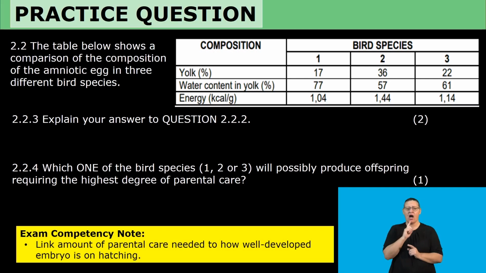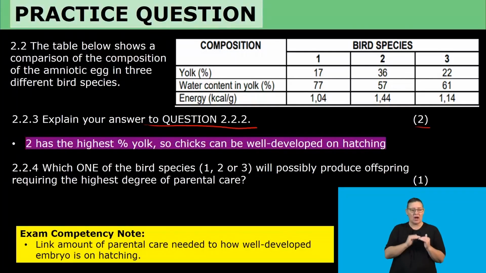2.2.3, explain your answer to question 2.2.2 for 2 marks. Whew. Mrs. Vuma was ahead of time, because now you are thinking. Remember critical thinking, looking at the question with understanding. Already you heard the answer for the next question before you even engaged on the question itself. Species 2 has the highest percentage of yolk, so chicks can be well developed on hatching, and that is why we say it's precocial development.